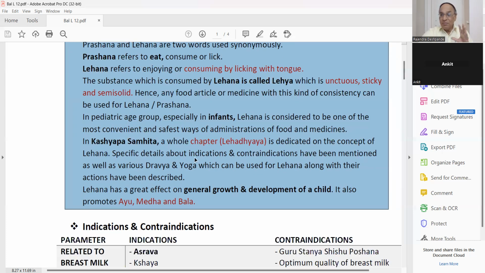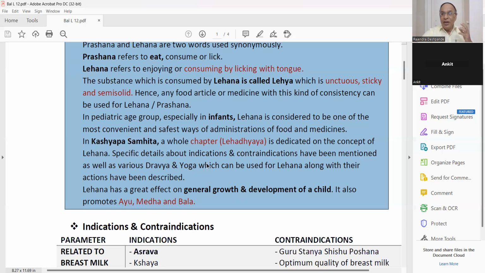Next, in Kashyap Samhita, because Kashyap Samhita is basically an Ayurvedic pediatrics textbook, there is a whole chapter called Leha Adhyaya. Regarding description of all these pharmaceutical procedures, examples, how to take it, what is the dose, this and that. All the information is in Leha Adhyaya. This is dedicated to the concept of Lehana.